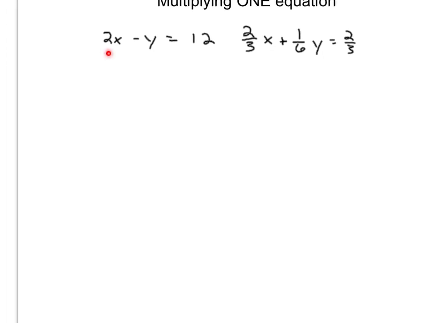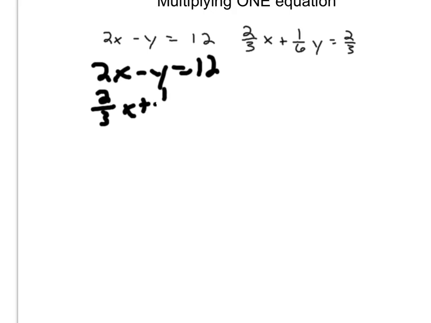Okay, well these are both already written in standard form, so now I'm just going to go ahead and write them one on top of each other. So I'm going to put 2x minus y equals 12, and on the bottom I'm going to have 2/3 x plus 1/6 y equals 2/3.